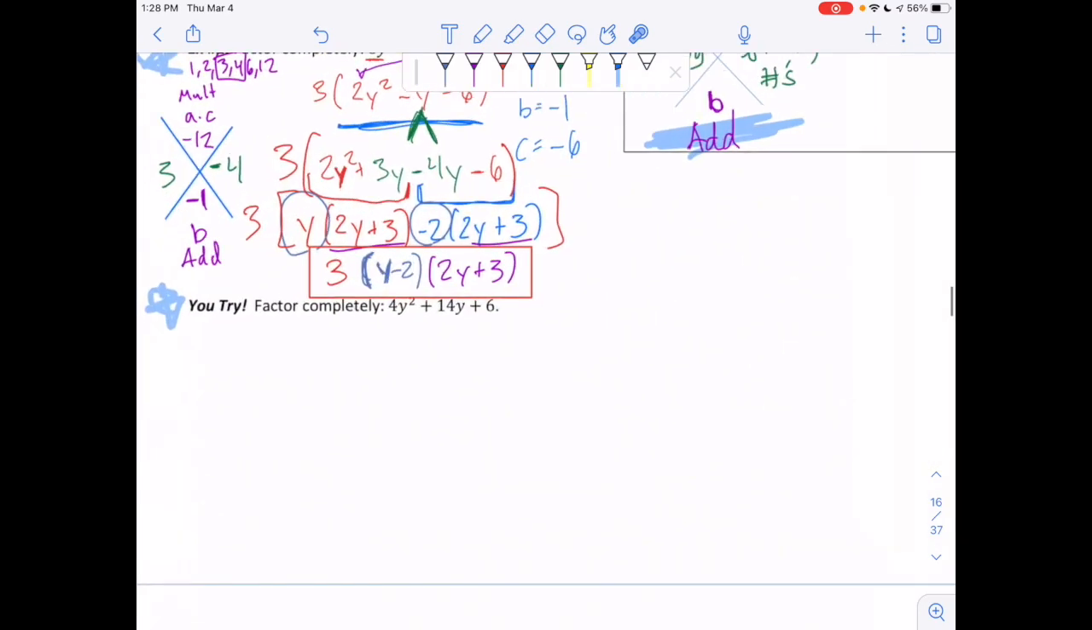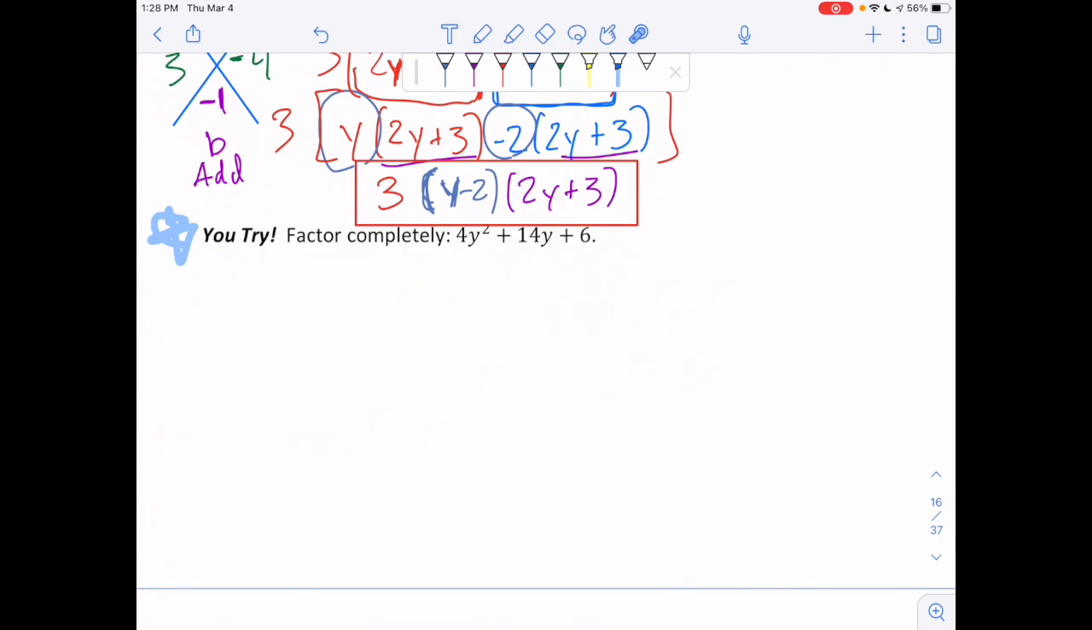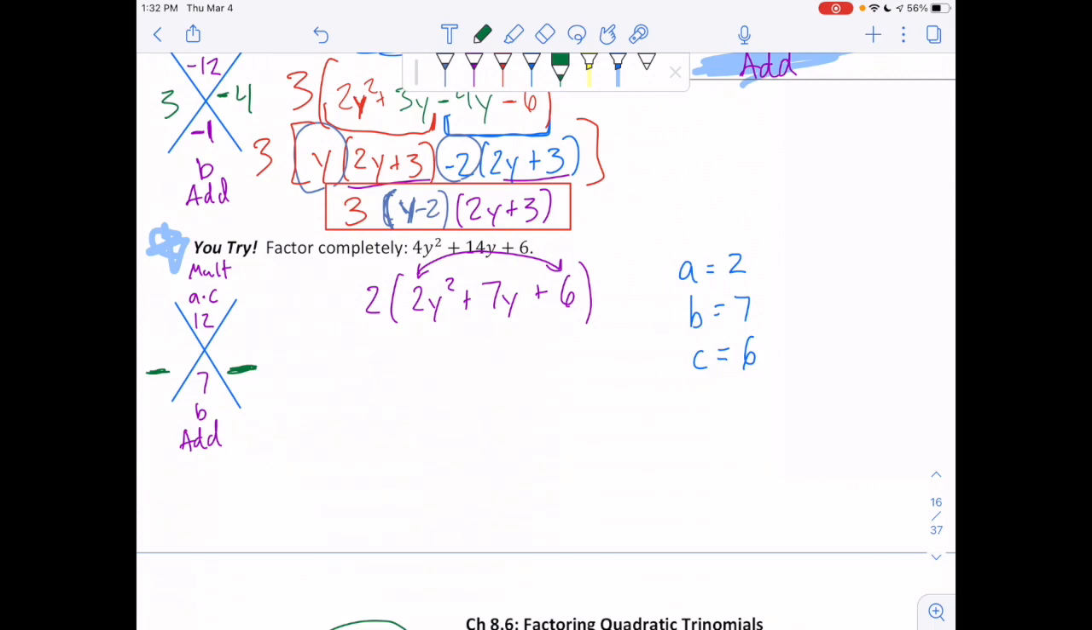All right, you guys try this one. I'm gonna pause it here. Try this one on your own, and I'm gonna go over the solutions with you guys. All right, guys.